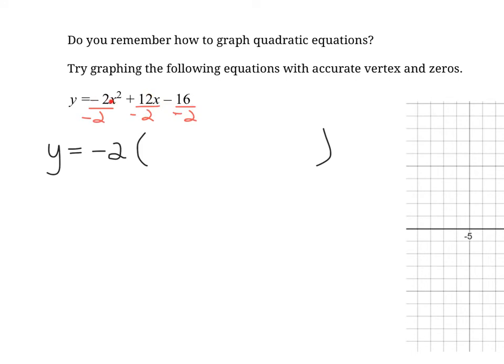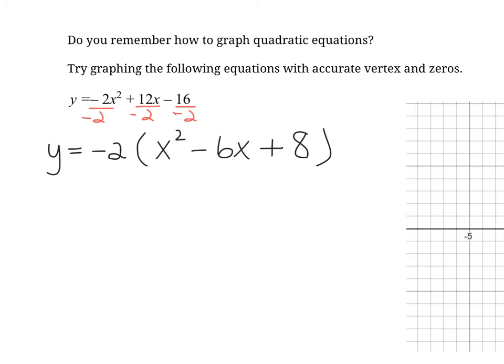So negative 2x squared divided by negative 2 is going to leave me with x squared. 12x divided by negative 2 is going to leave me with negative 6x, and negative 16 divided by negative 2 is going to leave me with a positive 8. So we've done as much common factoring as we could.